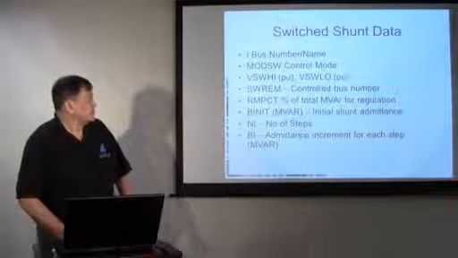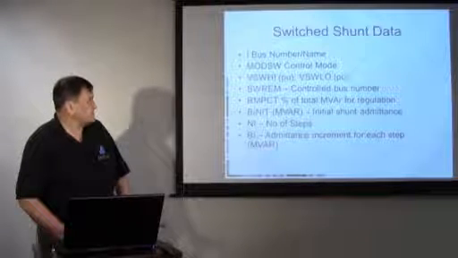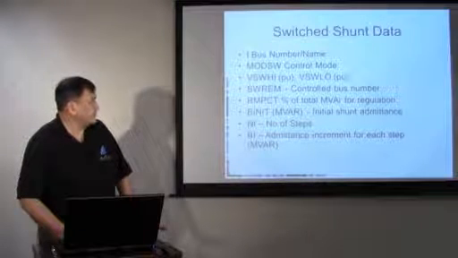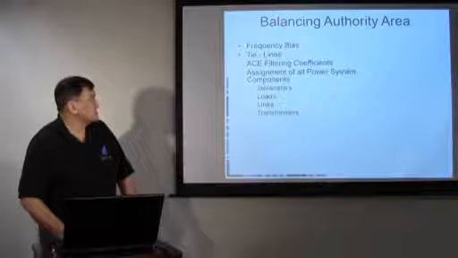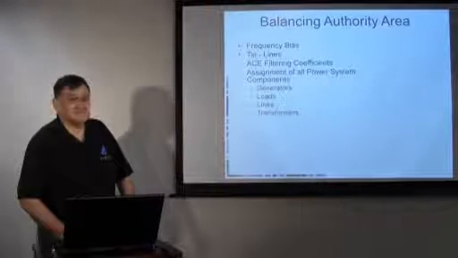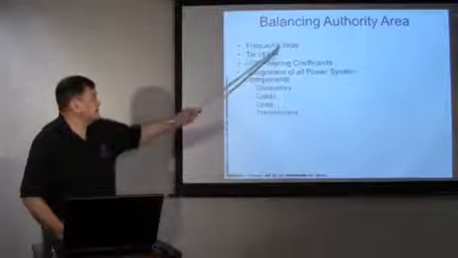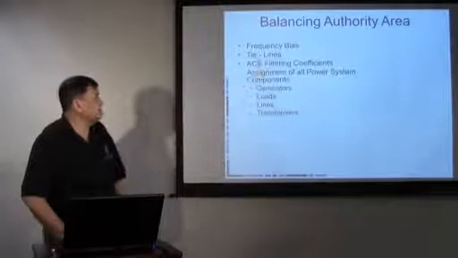We've talked about the switch capacitors. For capacitors, the model is very much the same as what we talked about for planning. We have to model the balancing authority areas. We need the frequency bias. We need to know our tie lines.